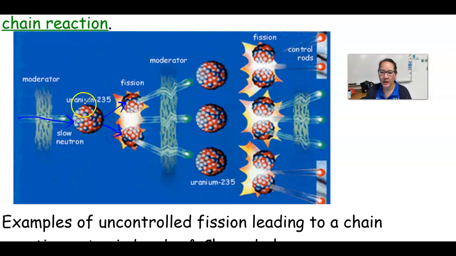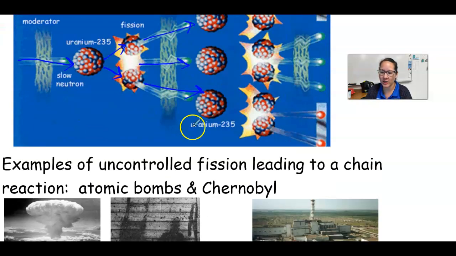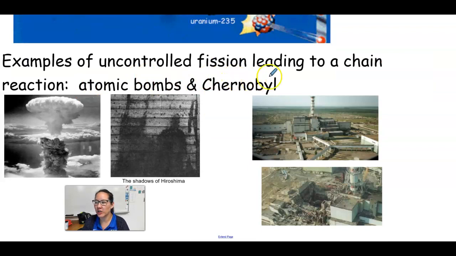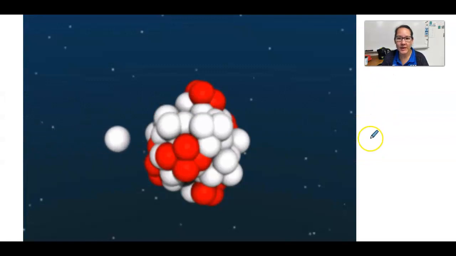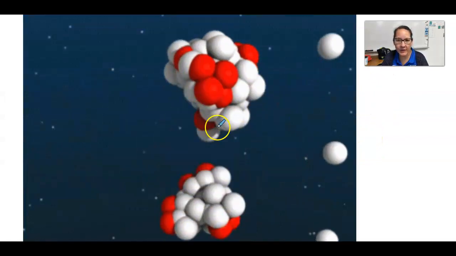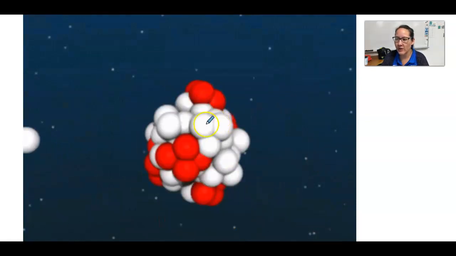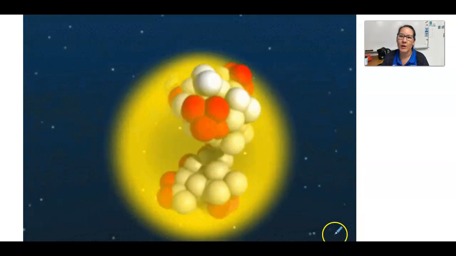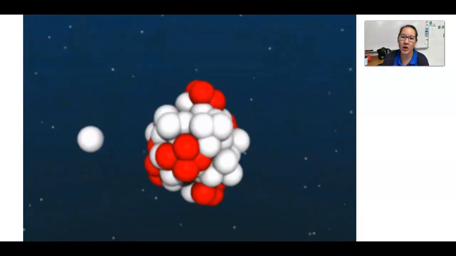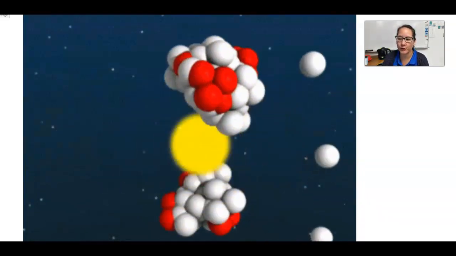Fission is division. It fizzes out, it breaks apart, and that gives off even more neutrons, which hit other really large atoms, and that causes them to break apart. And so this is a chain reaction. Examples of uncontrolled fission leading to a chain reaction are atomic bombs and Chernobyl. So here is a diagram of the bombardment of a very heavy radioactive isotope and the division or fission occurring. And then you see more neutrons flying away, which will then hit other heavy atoms and cause them to divide or undergo fission as well.